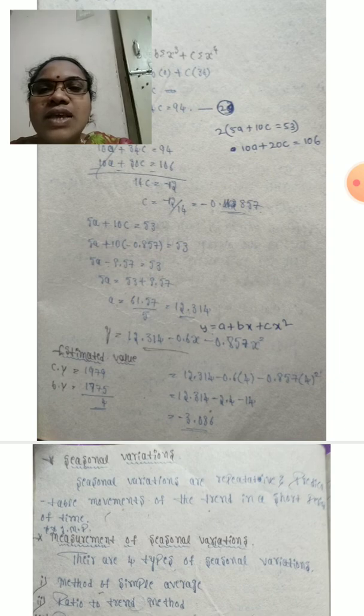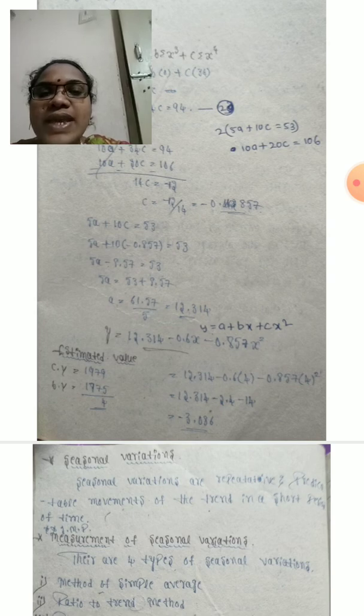5a plus c, here c is minus 0.857, equals 53. 5a plus 10 into minus 0.857, that is minus 8.57, equals 53. 5a equals 53 plus 8.57, a equals 61.57 by 5, that is 12.314. Next, y equals a plus bx plus cx square. Y equals 12.314 minus 0.6x minus 0.857x square.